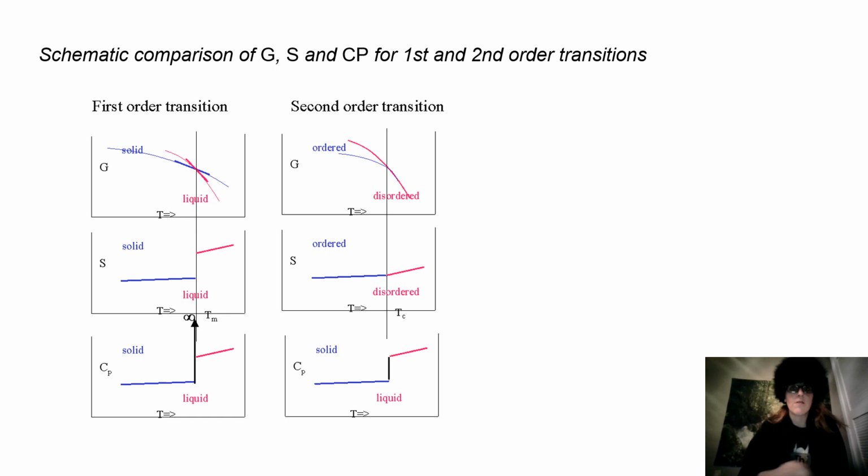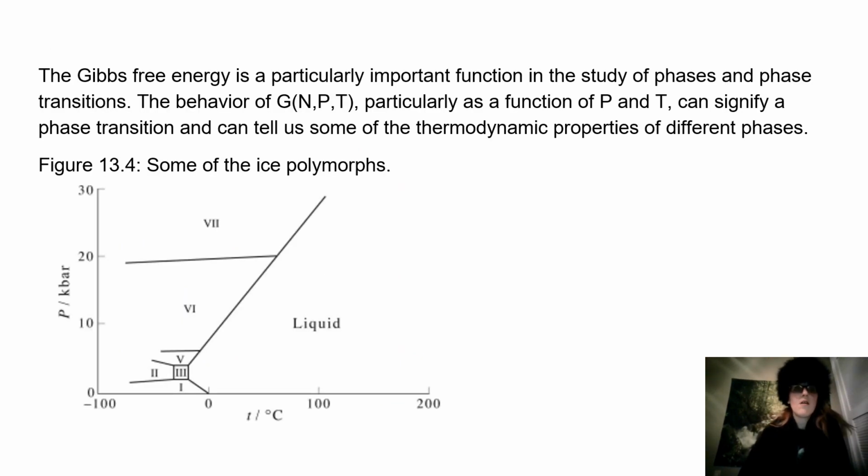On this slide, we have a schematic comparison of G, S, and C_p for first and second order transitions. The Gibbs free energy is a particularly important function in the study of phases and phase transitions. The behavior of G in particular as a function of pressure and temperature can signify a phase transition and can tell us some of the thermodynamic properties of different phases.